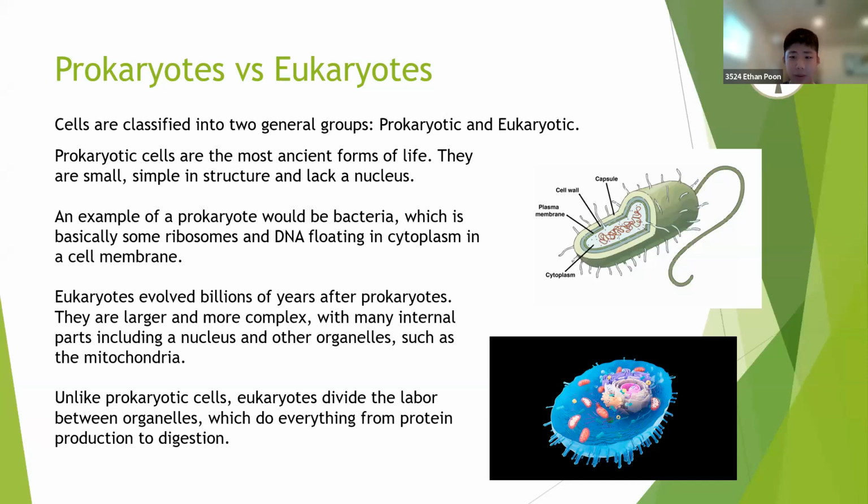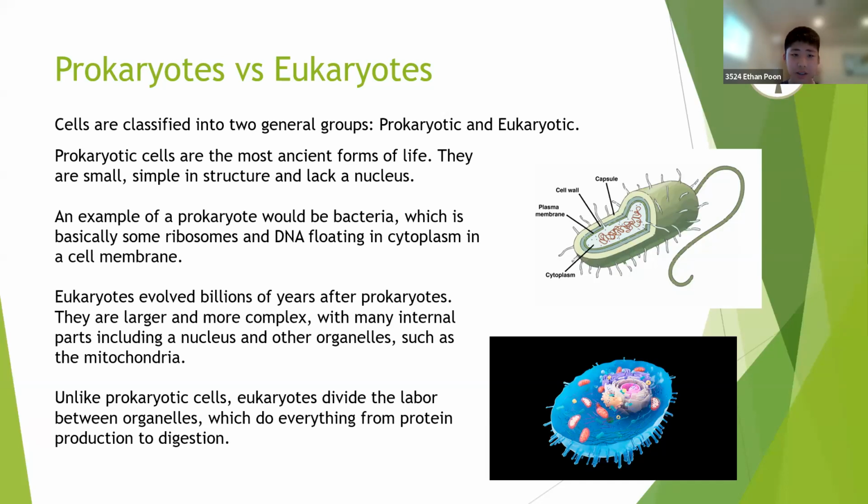One example would be bacteria, which I have a picture of here, which is basically some ribosomes which just make proteins, DNA floating in cytoplasm, and a cell membrane. And that's it. Maybe they'll have a flagellum, which is the little tail you see at the end, and cilia, which are like the hairs.